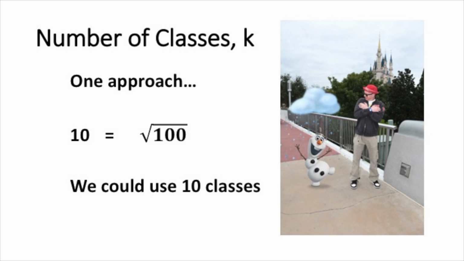Here's a review of the steps I followed to make this table. First, I came up with an appropriate number of classes. One approach to do this is to take the square root of the sample size. The sample size is 100 observations, so the square root is 10. So one option would be to use 10 classes.